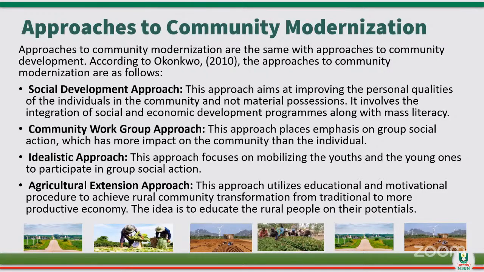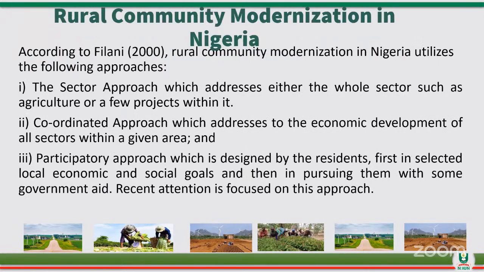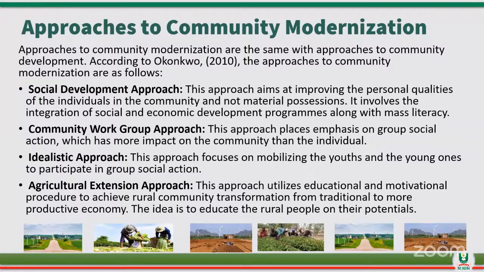Now, what are the approaches to this modernization we are talking about as it concerns a community? The first is the social development approach. And then we have the community work group approach. Then we have the idealist approach. We have the agricultural extension approach. And these are the four approaches to community modernization. All right. Now, let's explain them a bit as we begin to round up.